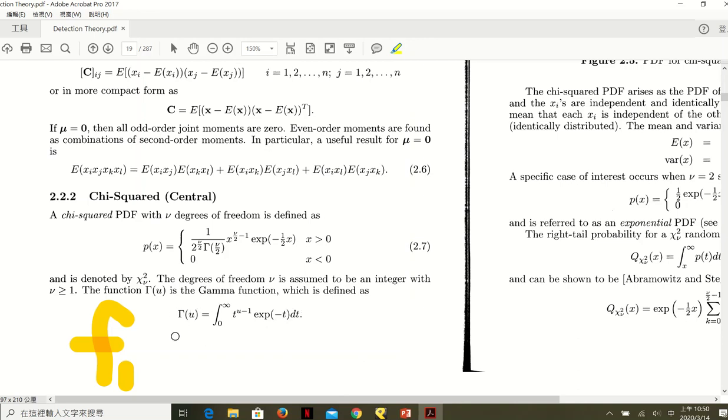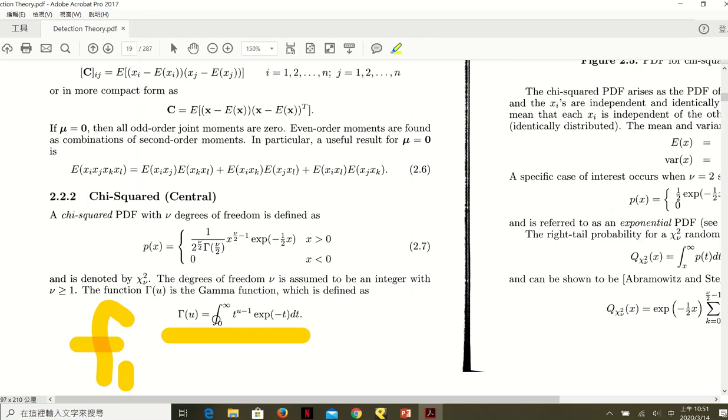Let me be slower so that you get to read it. So this is the gamma of u. U is a dummy variable. It's like you have f of x. You can do f of x, you can do f of y, and if you like, f of z. Whatever it is, it's just a dummy variable.